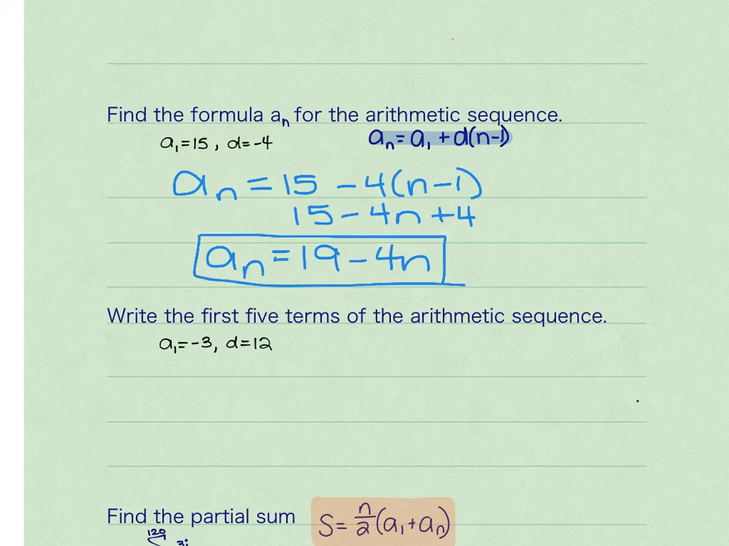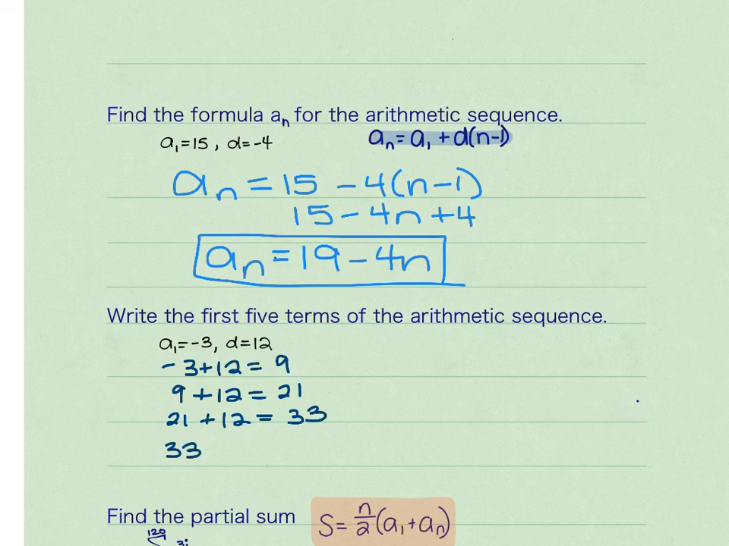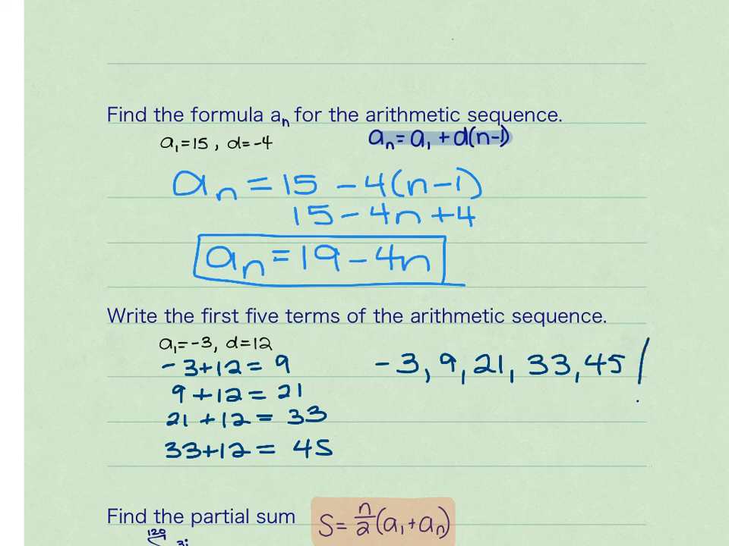And then from there, it might ask you to then find like the 10th term or the 5th term or the 6th term, and you would just take and plug that in. If I give you a sub 1 and ask for the first 5 terms of the arithmetic, you're just going to take negative 3 and add 12 to it. So I'd get 9, and then I would take 9 and add 12 to it and get 21, and then 21 and add 12 to it and get 33, and then 33 and add 12 to it and get 45, and then list them. Negative 3, 9, 21, 33, 45. That first term is always part of my set.